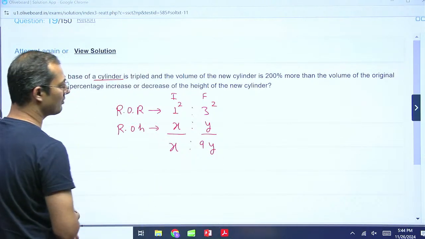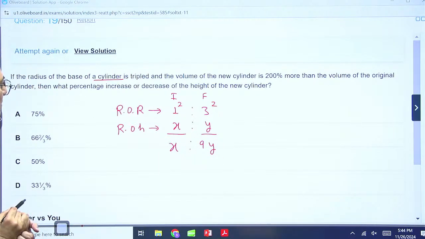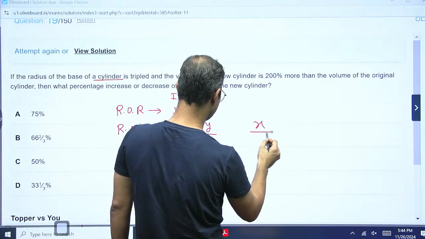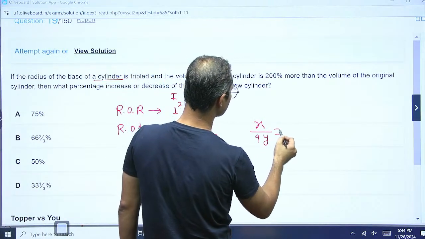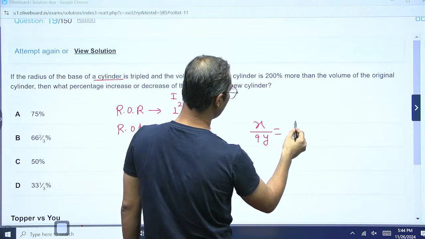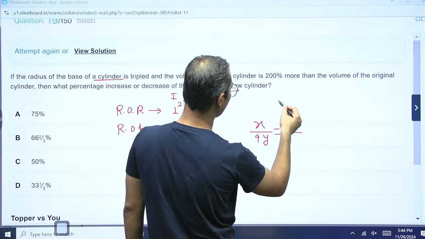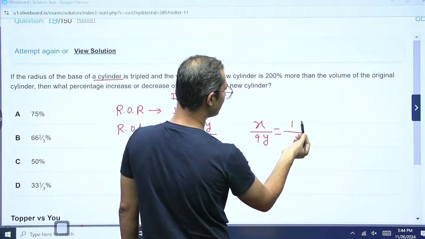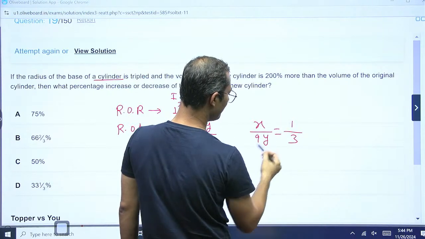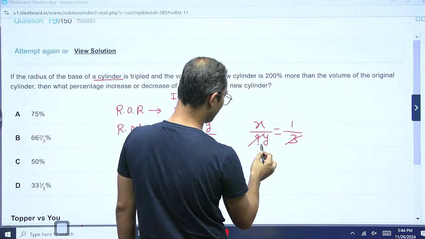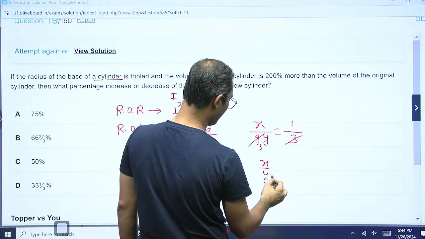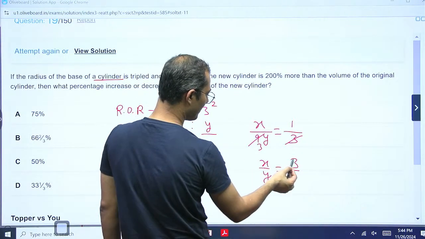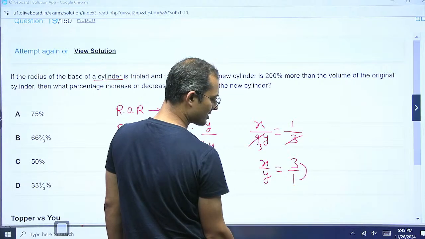So this must be equal to what? This must be equal to 200% more. So we can say that x upon 9y must be equal to, if we have, this is 1, right? So 200% more means what? This is going to be 3, right? So we can say that x upon y is going to be 3 upon 1, means initially this was 3 unit and now this is 1 unit.